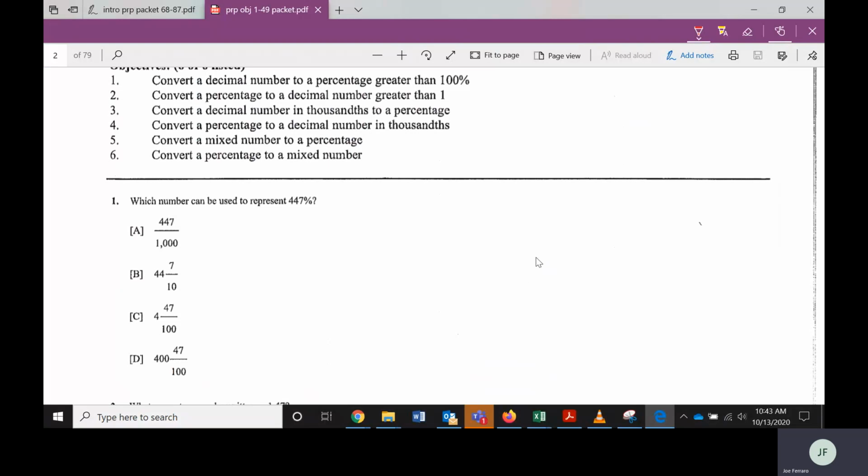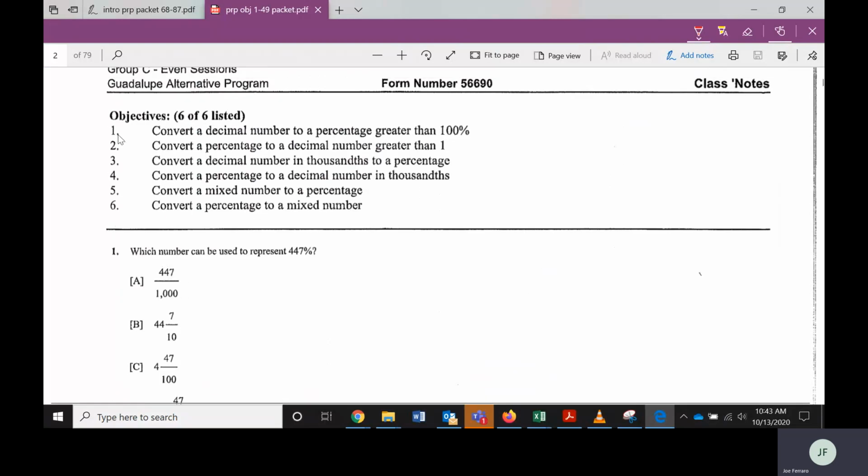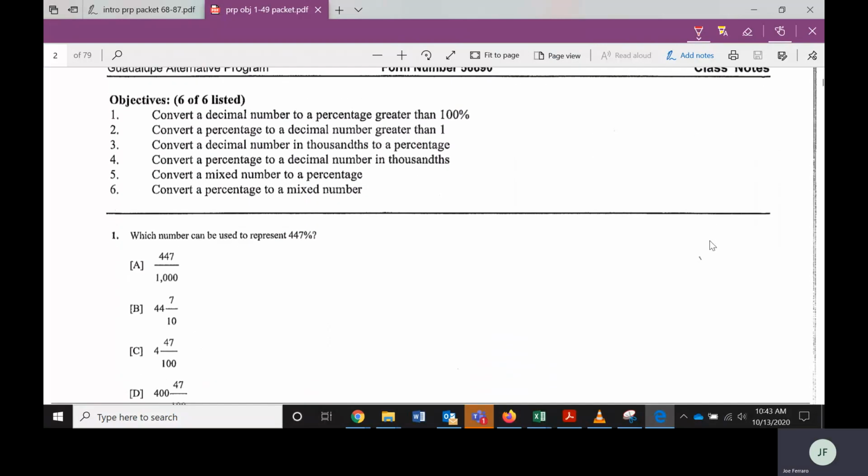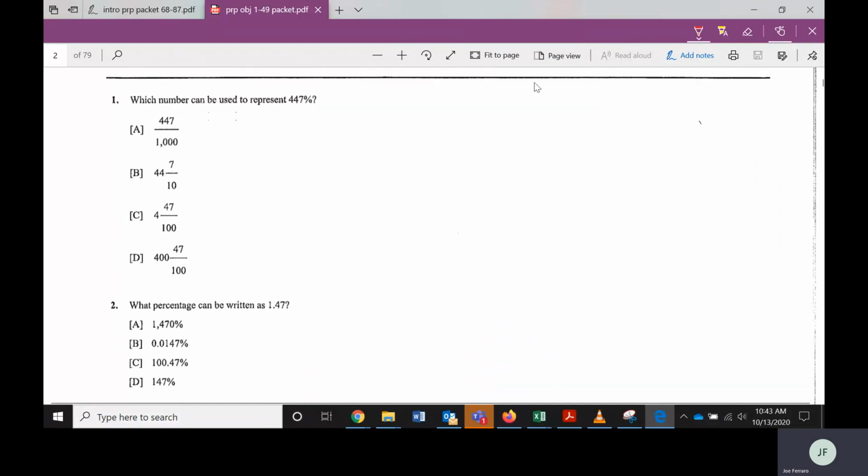So let's start off with, you can see there's 6 topics. The one thing that's not great is they mix the problems all up. So I'm going to go through some general notes first, and then we'll look at the specific problems. I'm going to be looking at decimals to percents and percents to decimals.